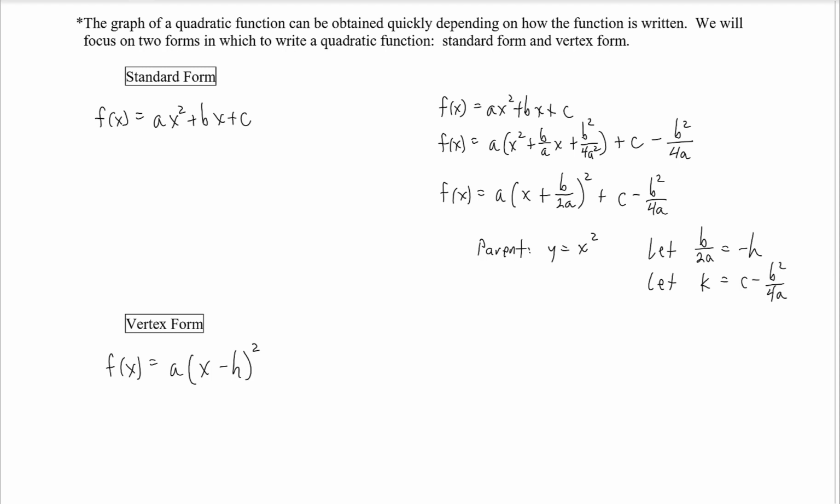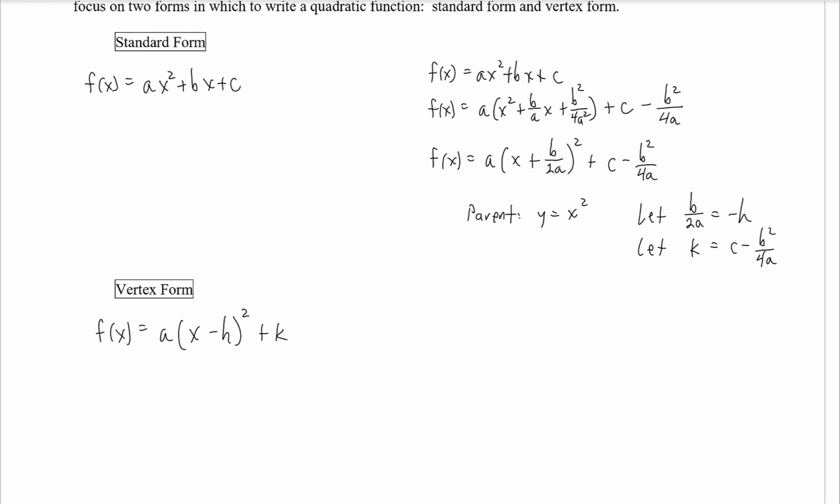And this is not the only way to do it. It's just a common way to do it. So vertex form is a times the quantity x minus h squared plus k. h is your left-right shift, k is your vertical shift, and a is your vertical stretch or compress. So this allows you to graph with transformations.